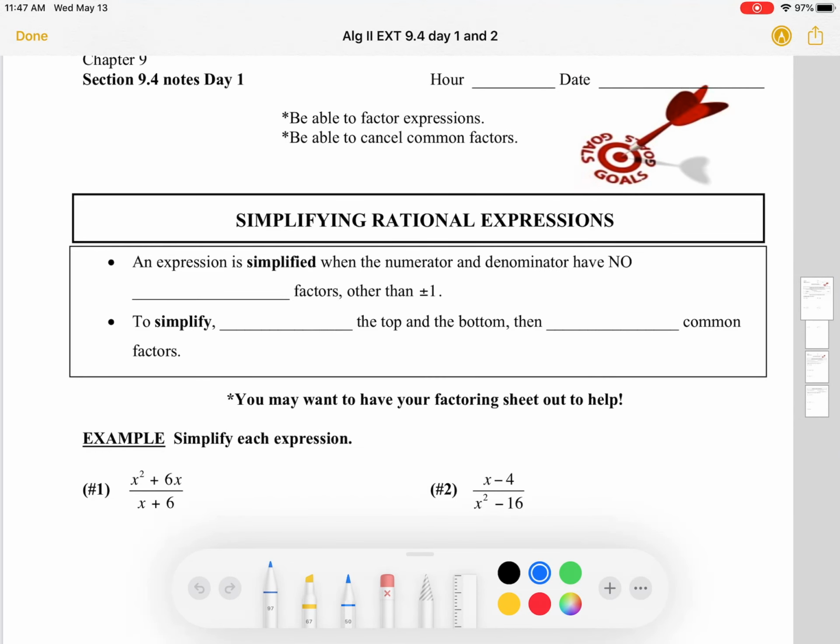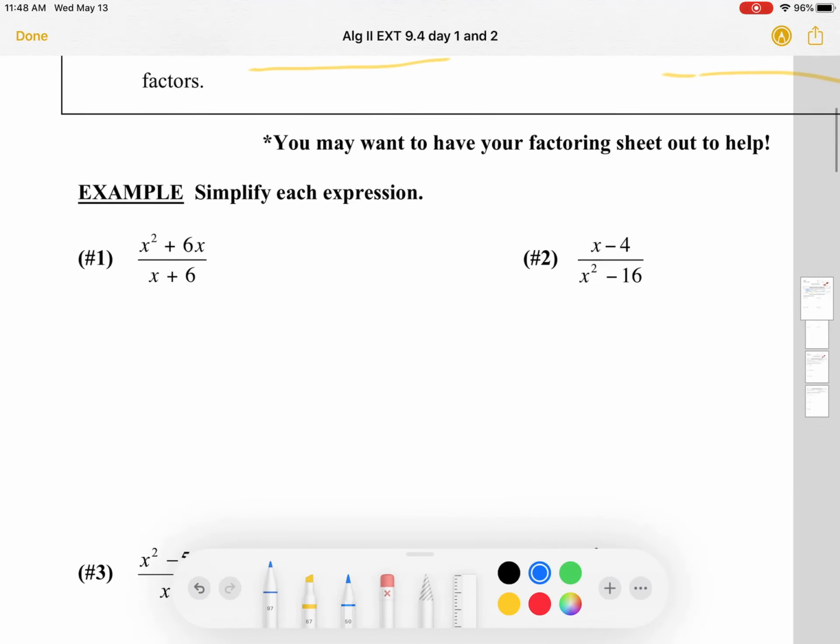So, an expression is simplified when the numerator and denominator have no common factors other than plus or minus 1. So, the name of the game is these two blanks today. This is all you're going to do. You're going to factor everything you can. So to simplify, factor the top and bottom, so everything you can factor, and then cancel common factors. Factor, cancel, factor, cancel, factor, cancel. That's all that we're doing today.